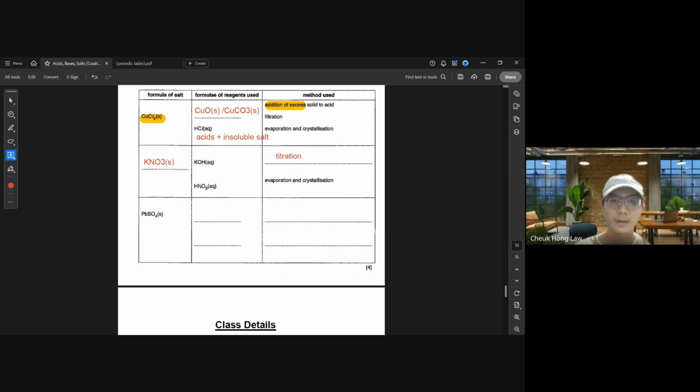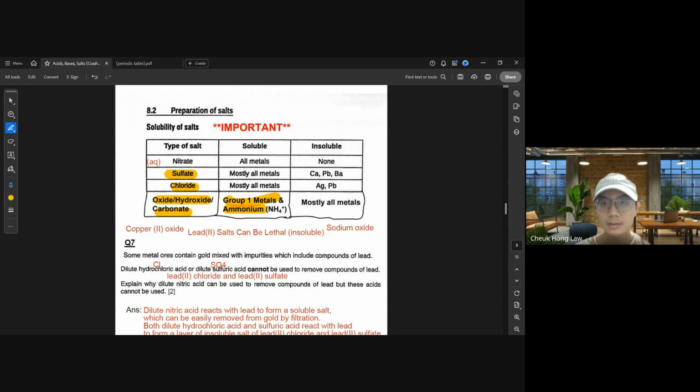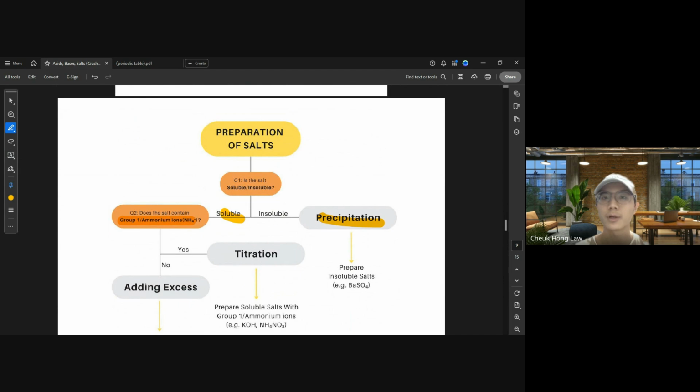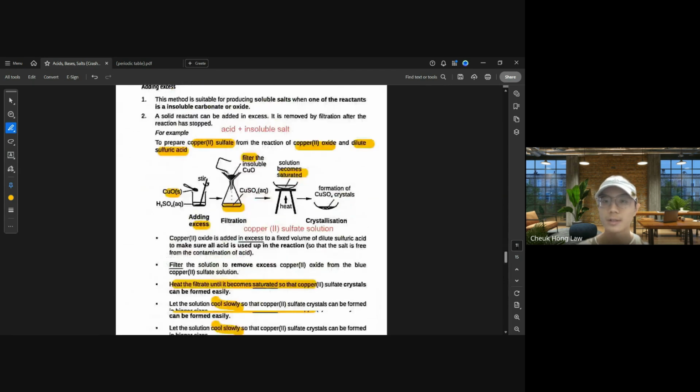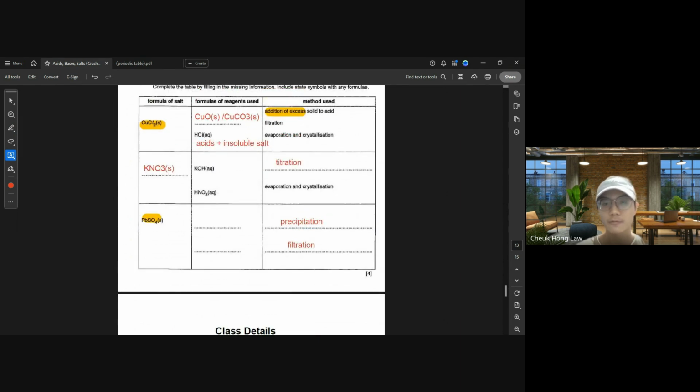Final one, the formula of salt is lead-2 sulfate, PbSO4. If you look at the solubility table, lead-2 sulfate is insoluble, which means we directly go to precipitation because it's an insoluble salt. So the method is precipitation. And then what happens after you mix the mixture together? You have to filter it, right? So filtration also. Precipitation and filtration.